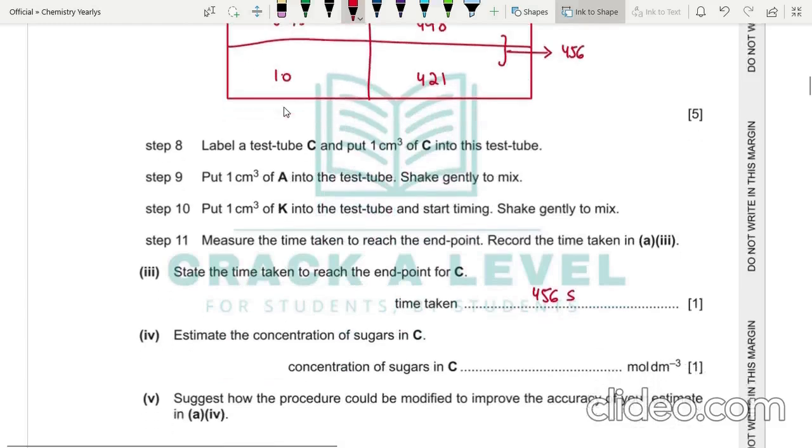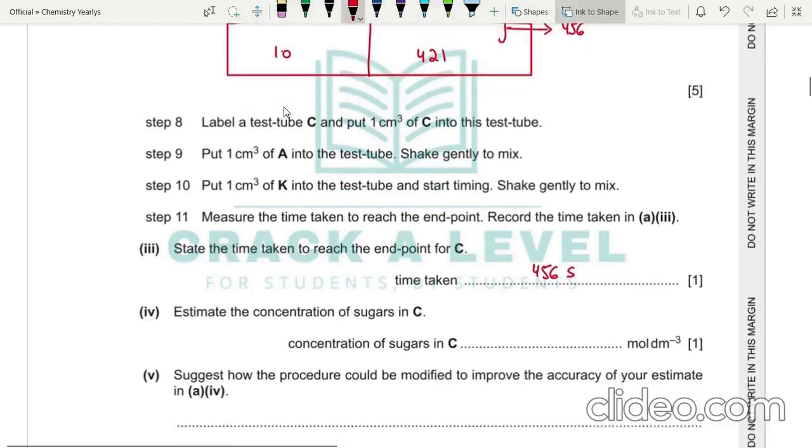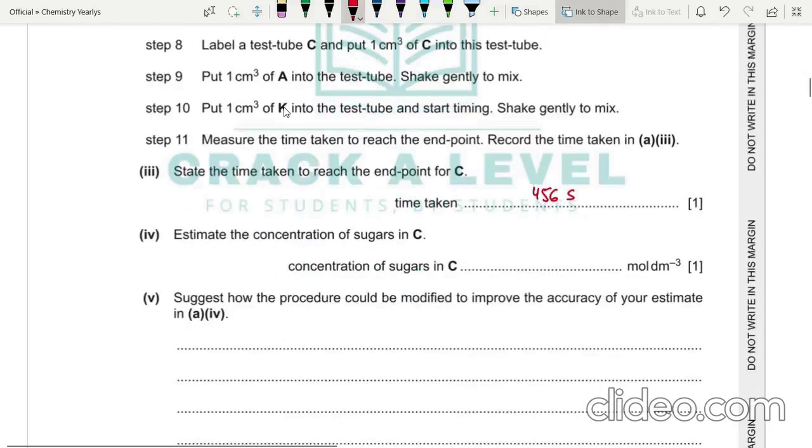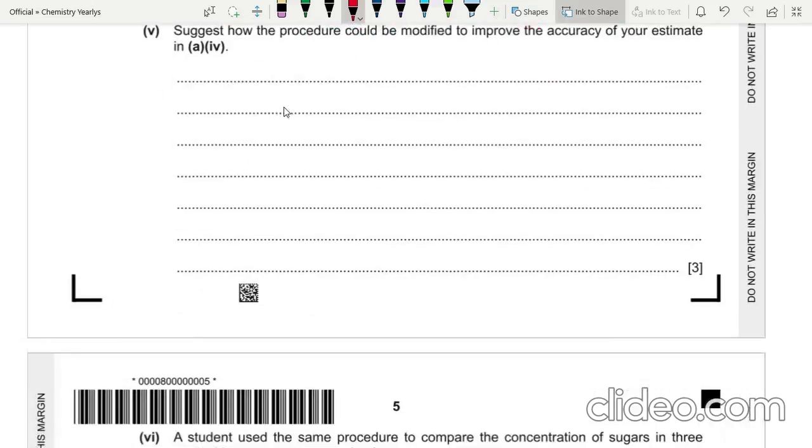So let's take it as it is closer to the 421 mark, so let's just take it as 8.2. Now suggest how the procedure could be modified to improve the accuracy of your estimate in A part 4. So this is actually the plan investigation question, in which we are giving them suggestions on how this experiment could be improved.